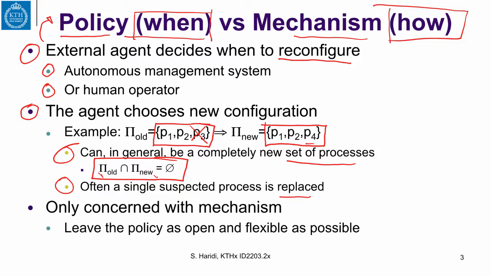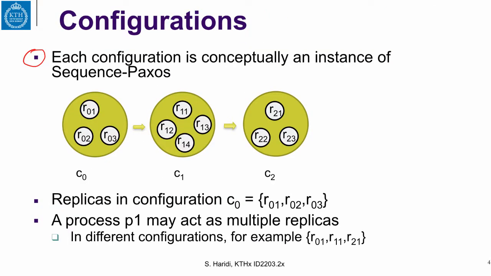So in the rest of this lecture, we are only going to be concerned with the mechanism of reconfiguration of a replicated state machine. And the policy will depend on the use case and the application scenario. So we leave it open as much as possible. A configuration consists of a set of replicas. So in the first configuration, we have replicas R01, R02, and R03. And a reconfiguration means moving from this set of replicas to another set of replicas. In this case, we move to these replicas here.